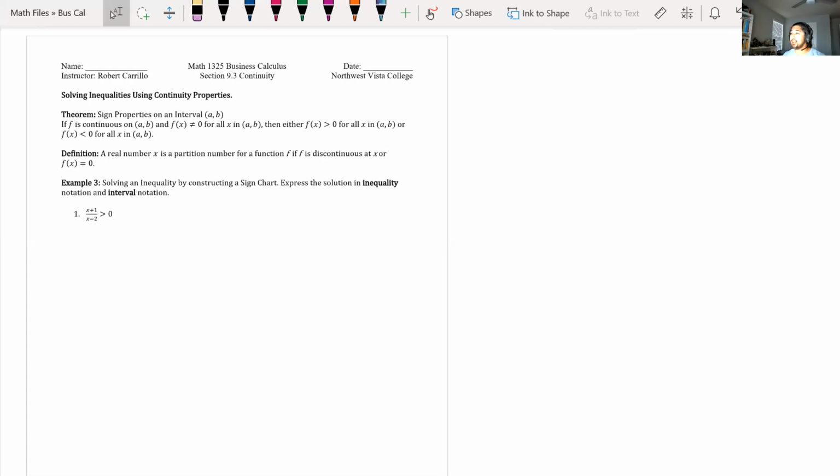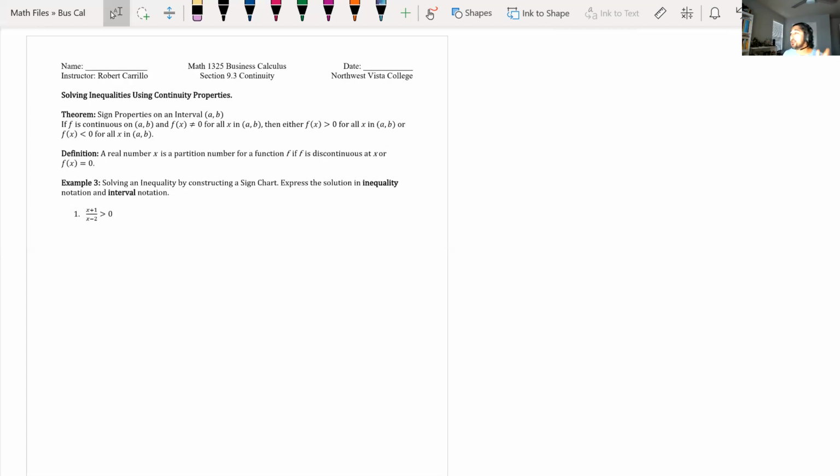So basically, again, I like to translate everything to English. What we're going to do is make a sign chart. The x values we found, we're going to plot those on the sign chart, and we're going to pick test numbers. What these test numbers are going to tell us is where our y values are above the x-axis or below the x-axis. That's all we're going to do. Sounds like a lot, but it's not.